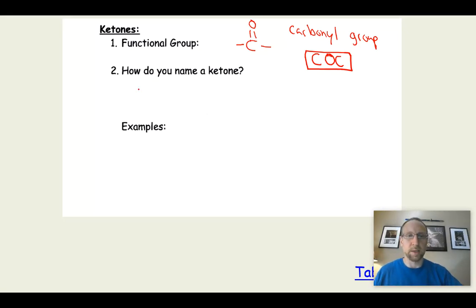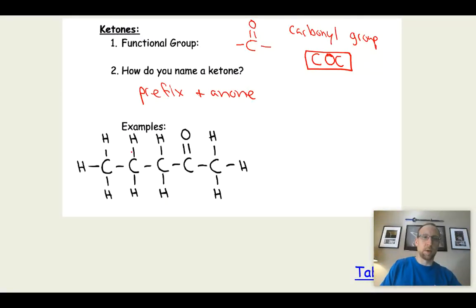So how do you name these? Again, just like the alcohols were prefix plus anol, what's going to generally change is the ending. So these are prefix plus anone. Ketones end in anone, alcohols end in anol. It's that simple. And remember, you have Table R to help you out with this stuff, so it's not too bad. So here's an example.